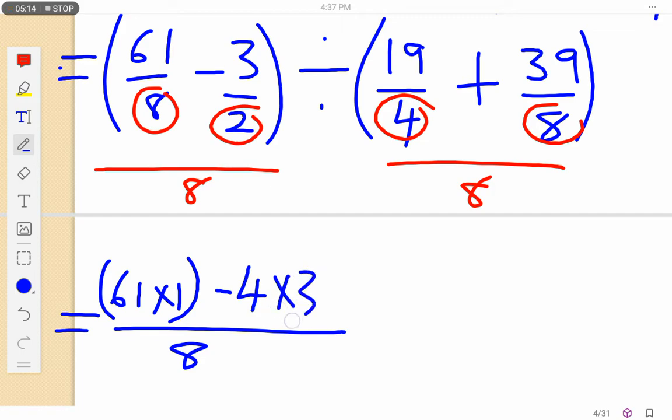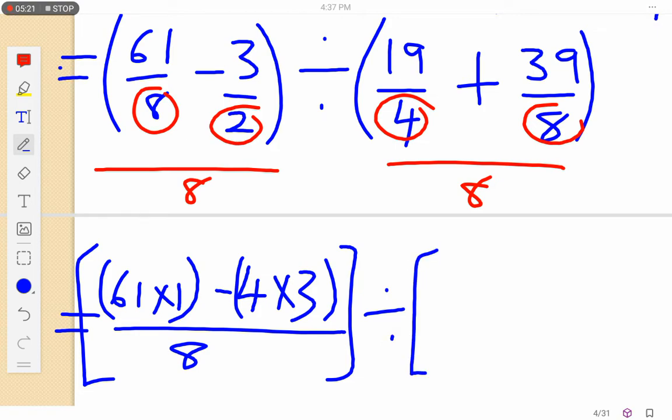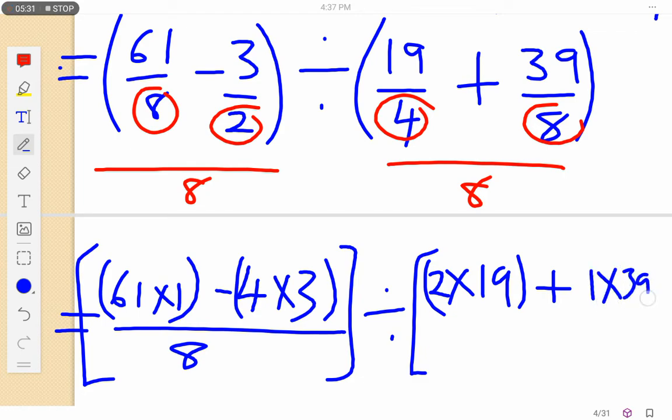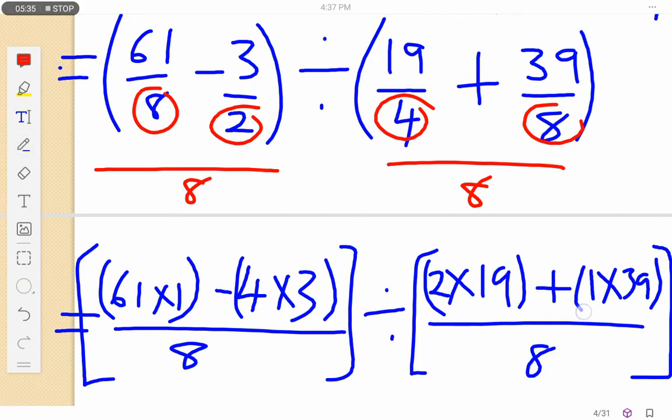4 times 3. Okay, then this is dividing by. So I have brackets here to simplify and differentiate my work. 4 into 8 here, I've got 2 times 19. Then plus 8 into 8, 1 times 39. Okay, then that bigger bracket all over 8 there. Let's simplify now.